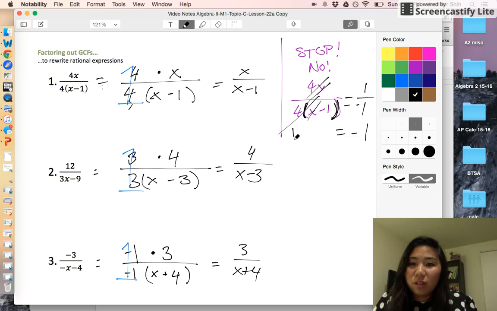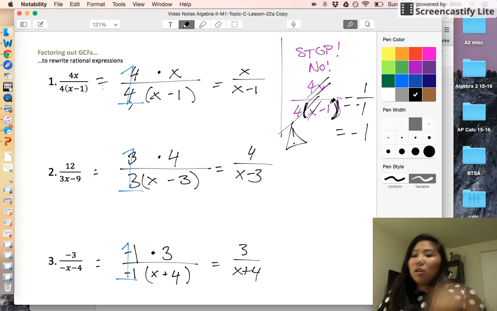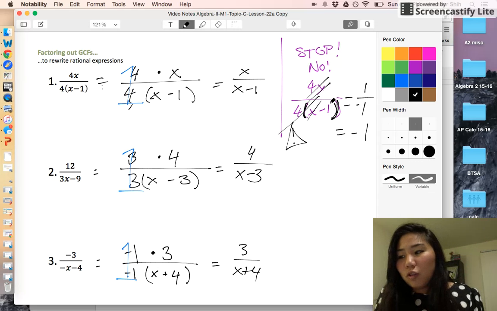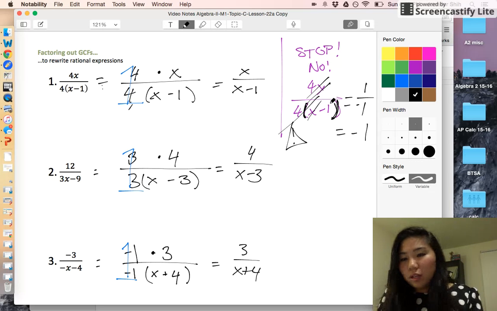If you find yourself doing that, make sure you put a little caution sign when you are practicing so that you can go back and annotate and reflect on whether you have been improving on this. Have you been catching yourself canceling out not factors?